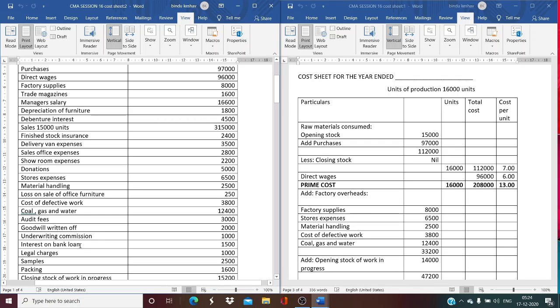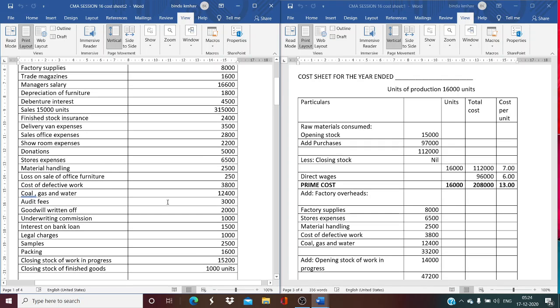Interest on bank loan. As per the cost accounting standard issued in the year 2014, interest on bank loan taken for productive purposes can be considered in the cost sheet. So this can be considered in the cost sheet as other financing charges. Legal charges, that is, these are the charges paid to the lawyers. So these relate to the administration. So these are office overheads. Samples and packing relate to the selling and distribution overheads.